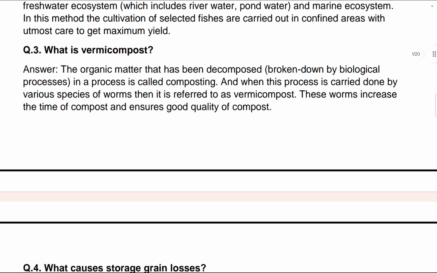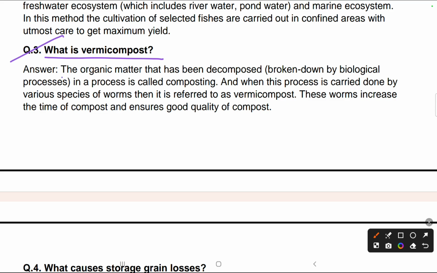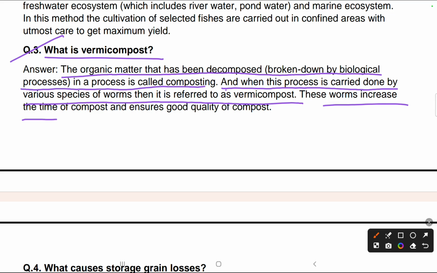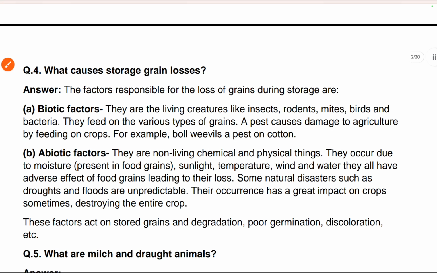Third question, what is vermicompost? Answer. The organic matter that has been decomposed or broken down by biological processes is called composting, and when this process is carried out by various species of worms, then it is referred to as vermicompost. These worms increase the quality of compost and ensure good quality of compost.